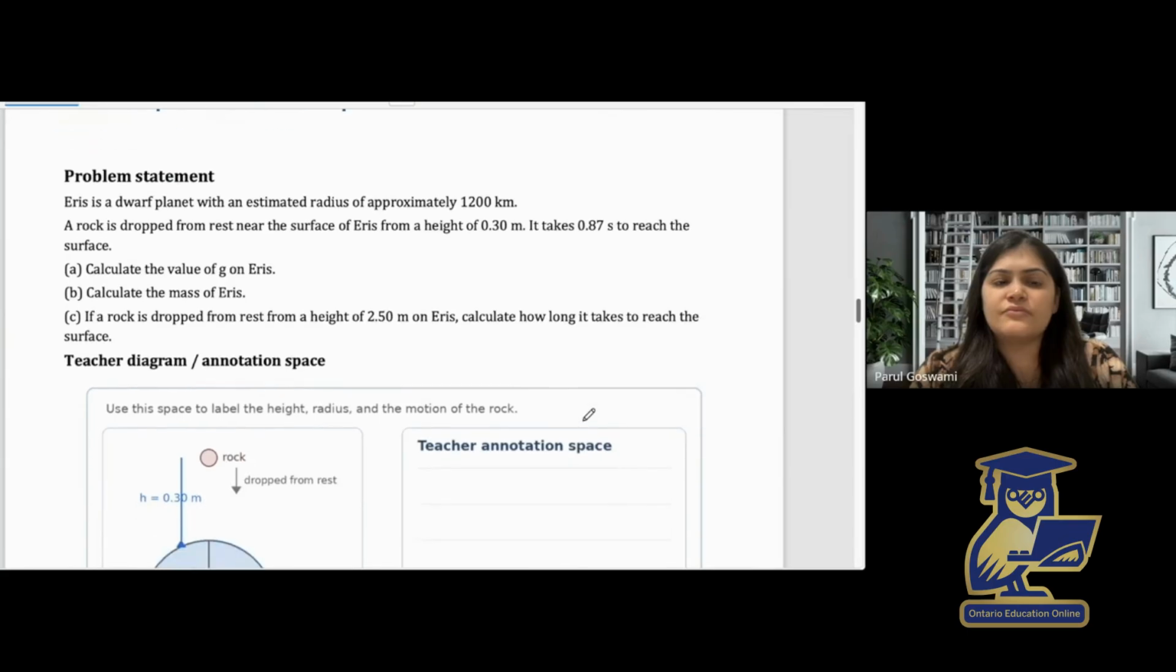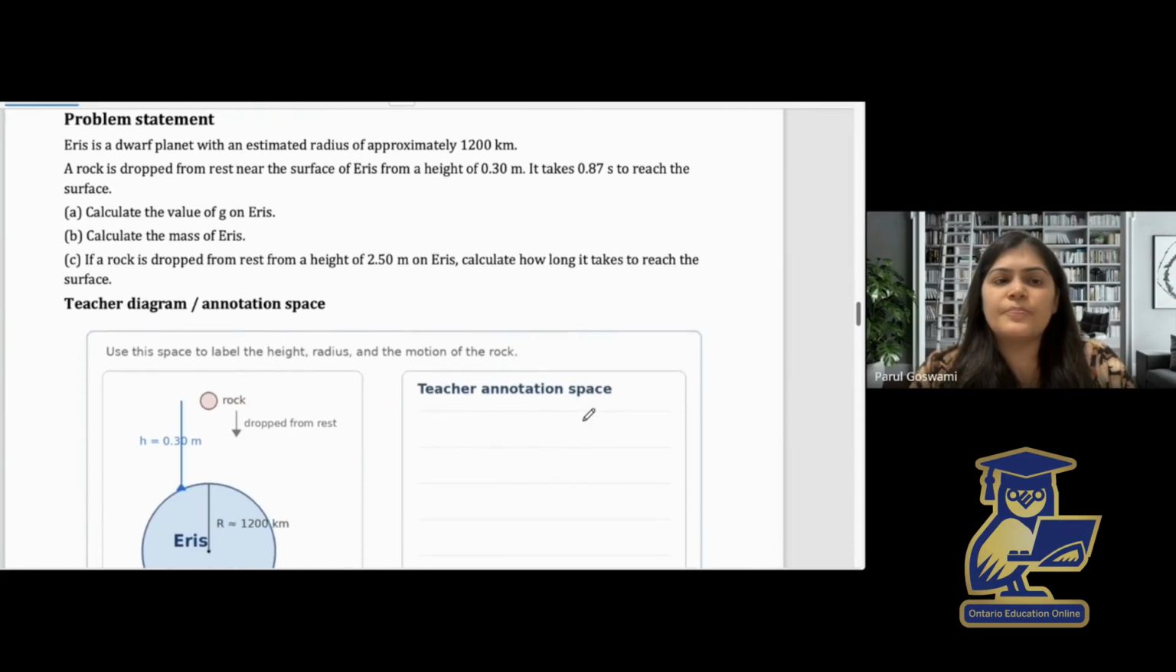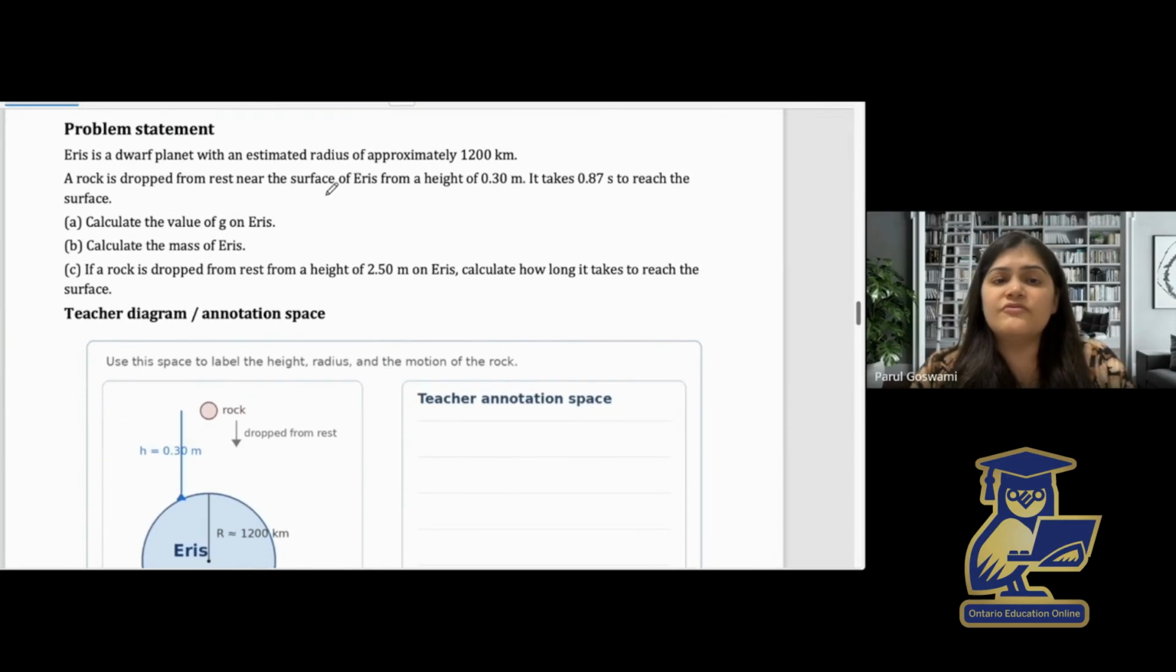Now let's solve Eris problem. Eris is a dwarf planet with an estimated radius of approximately 1200 kilometer. A rock is dropped from rest near the surface of Eris from a height of 0.30 meter. It takes 0.87 seconds to reach the surface. Calculate the value of g on Eris. Calculate the mass of Eris. If a rock is dropped from rest from a height of 2.50 meter on Eris, calculate how long it takes to reach the surface.